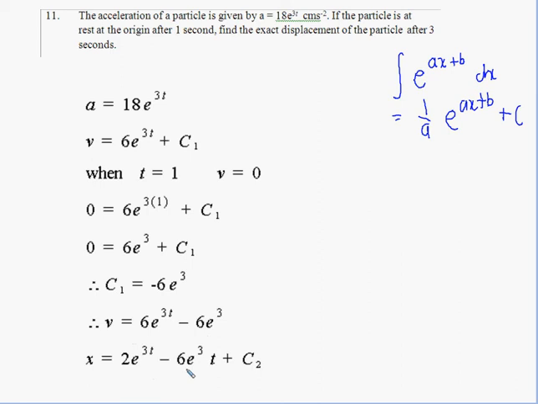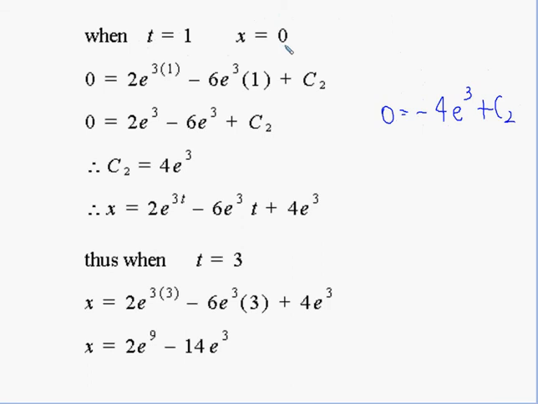We integrate again because it says 6e to the 3. Just remember that's a constant, so that's just going to add a t there and get our second constant to find. And we're told it's at rest at the origin after 1 second. So when t was equal to 1, x was equal to 0. So we sub those in, and we get our second constant being 4e cubed. So that's our position statement.